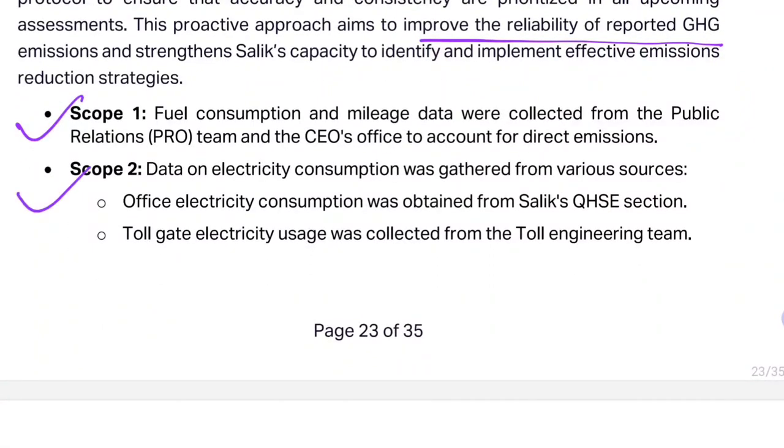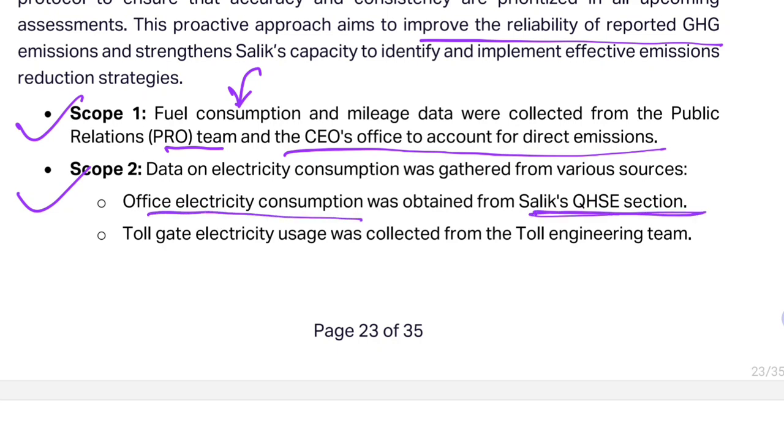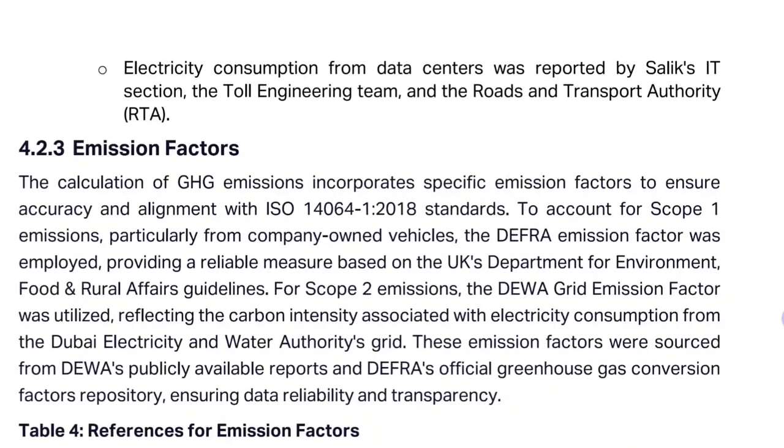If you see scope 1, fuel consumption data and mileage data were collected from the public relations team, the PRO team, who are the stakeholders involved in this, and also the CEO's office, to account for direct emissions. Then for scope 2, data on electricity consumption was gathered from various sources: office electricity consumption was obtained from the QHSE section, and toll gate electricity use was collected from the toll engineering team. Very important, these two sections. Then electricity consumption for data centers was reported by Salik's IT section, again with the toll engineering team.